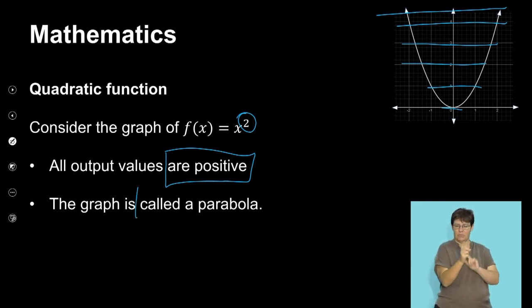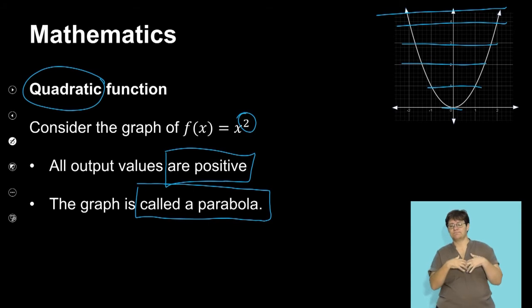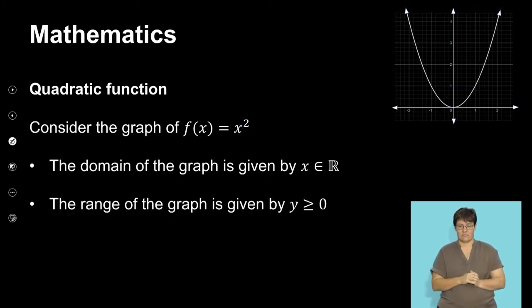And then the graph, we call it a parabola. So this is called a parabola, right? Why we call it this is because we're not going to be using the word quadratic function going forward. It will be draw the following parabola or analyze the following parabola. So that's the word we are going to be using going forward.